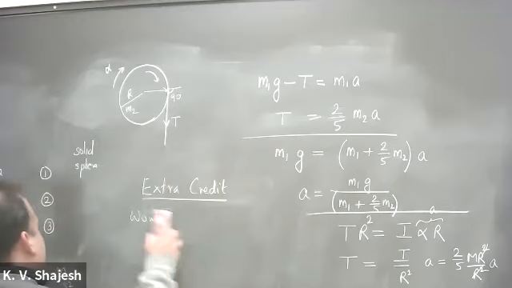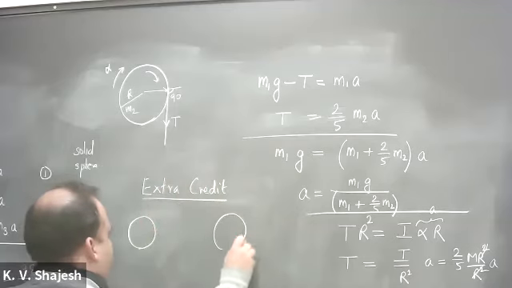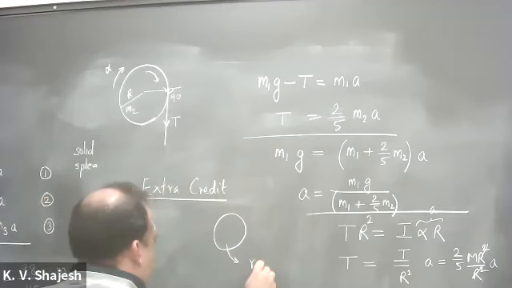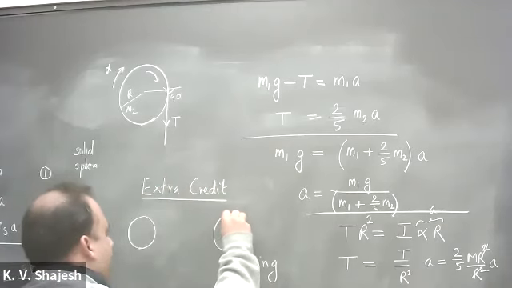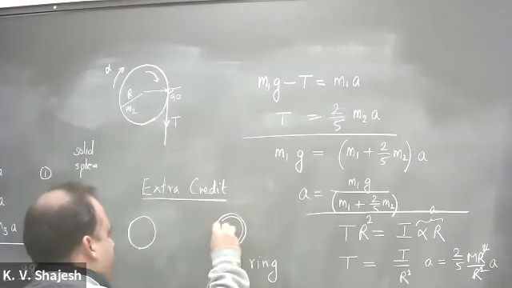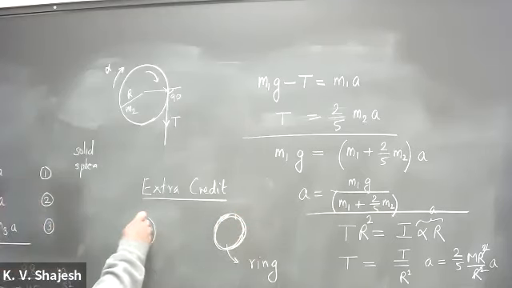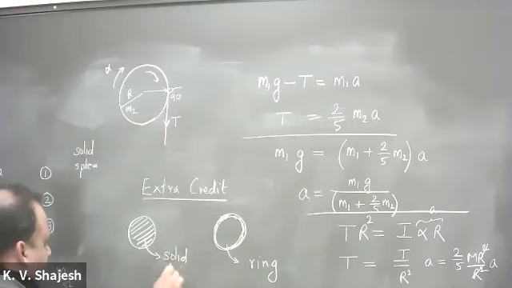Let's take two bicycle wheels. I was just talking about it. So we have a bicycle wheel which is a ring. That means to say that all the mass is concentrated at the radius. And the second is a disc, a solid disc. Both are of radius R.